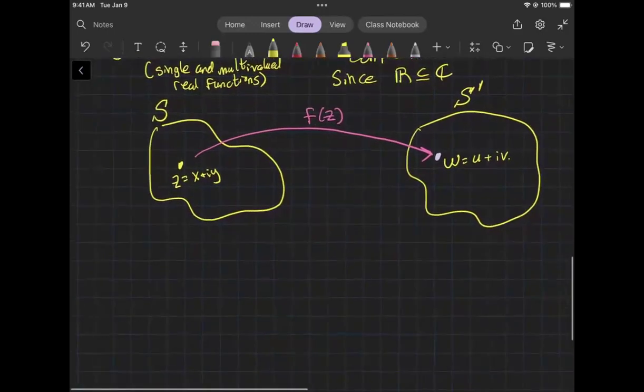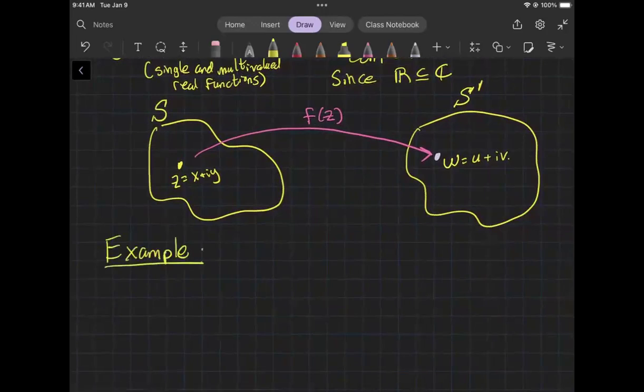Okay. So to illustrate this more specifically, let's look at this example. So let's suppose we have a function w equals f of z equals z squared. Okay.